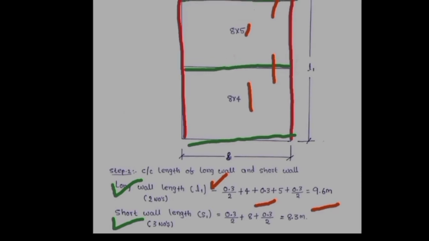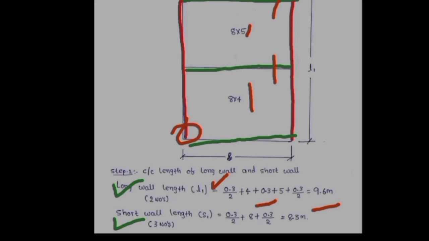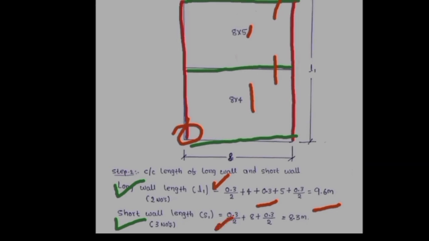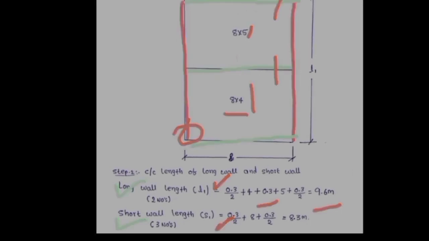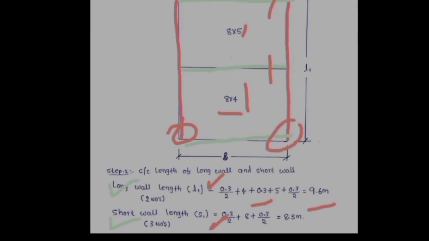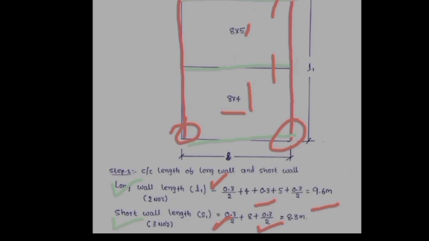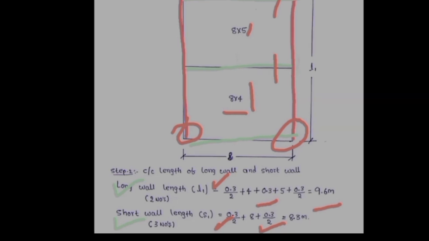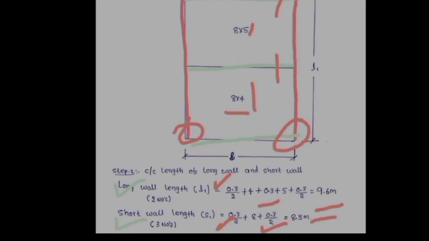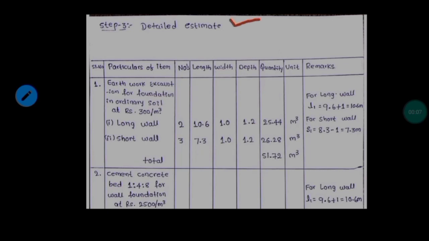Apply the same procedure for the short wall. Here also take a half width, 0.3 by 2, then add the dimension 8, then add the half width of wall, that is 0.3 by 2. Therefore the short wall length becomes 8.3 meter. So the second step is over. Step 3 is the detailed estimate.